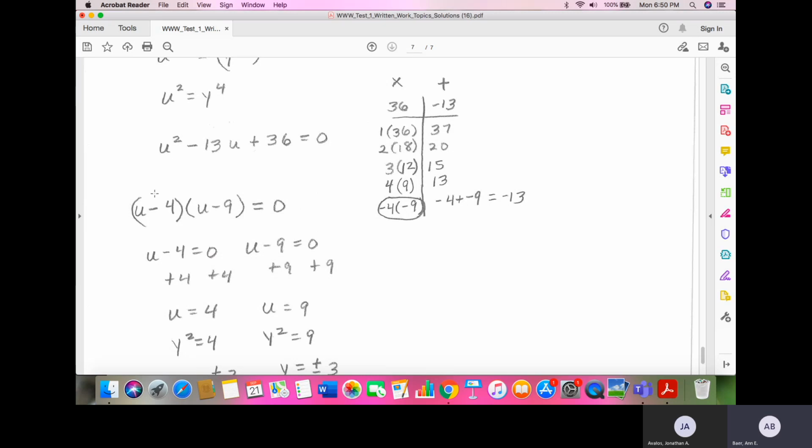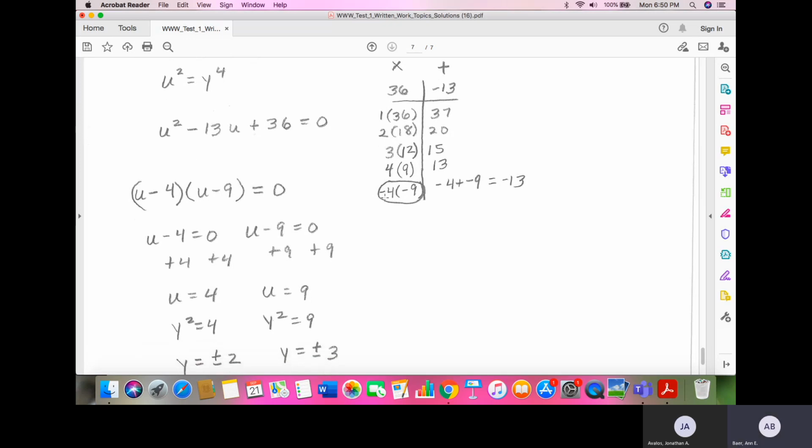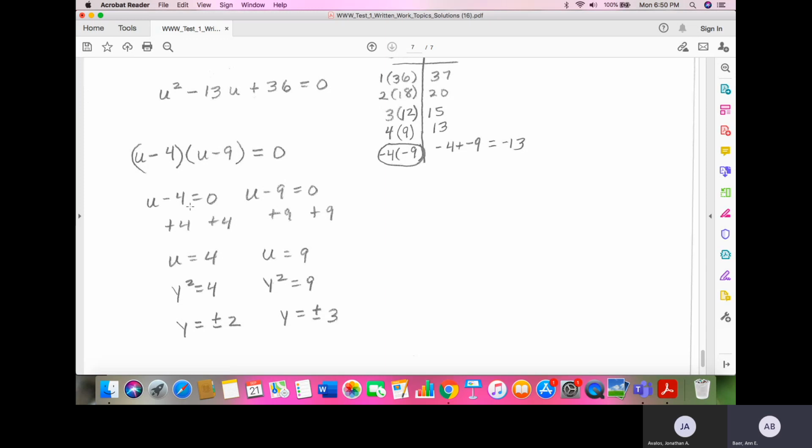So u squared, we can put u here and here, and FOIL will give us back u squared. We put one of these numbers in the first factor, minus 4, put the other number in the second factor, minus 9, equals 0. Set each factor equal to 0, u minus 4 equals 0, u minus 9 equals 0, and solve for u. We add 4 here and here, we get u equals positive 4. We add 9 here and here, we get u equals positive 9.